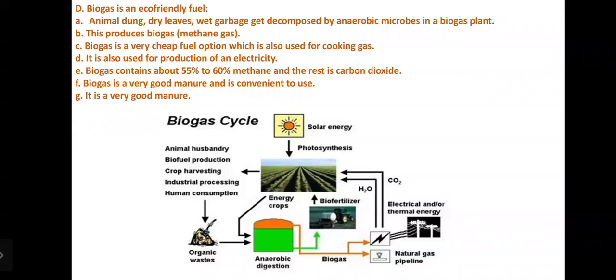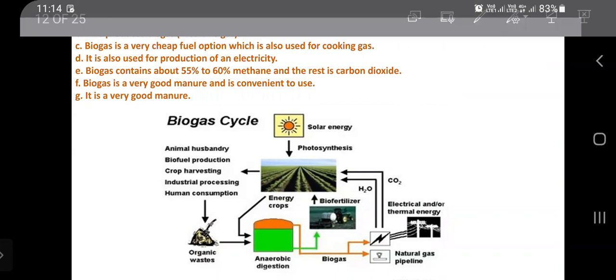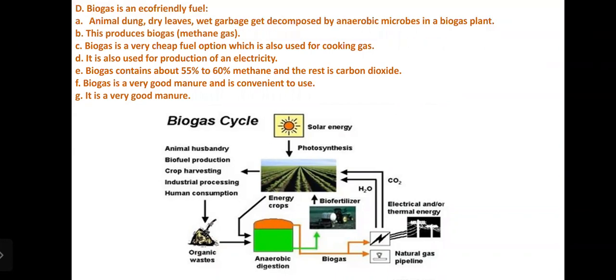Biogas is used for production of electricity. A large quantity of biogas can also produce electricity. Next, biogas contains about 55 to 60% methane and the rest is carbon dioxide.